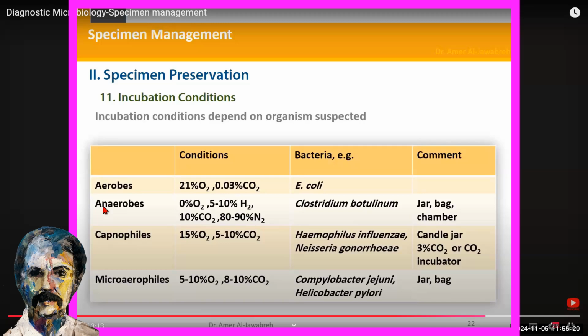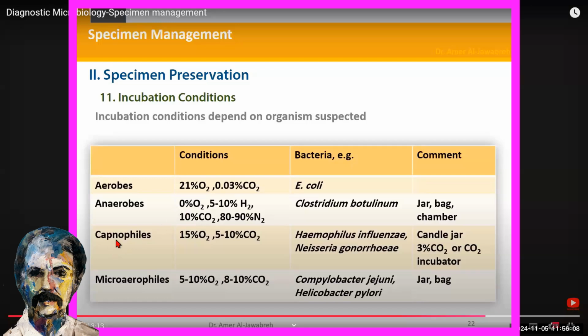Clostridium botulinum. We also have a jar. So for anaerobes, we have what we call an anaerobic jar. Sometimes there's an anaerobic bag, or a chamber. Of course, we have a sachet, and this sachet contains a biochemical reaction that sucks up all the oxygen. We will have this in the lab.